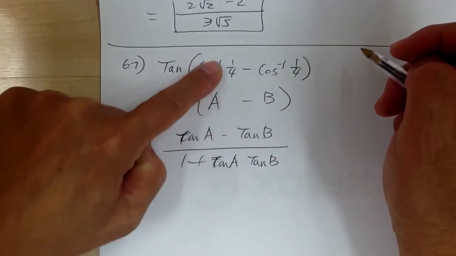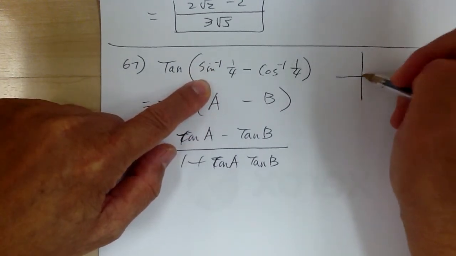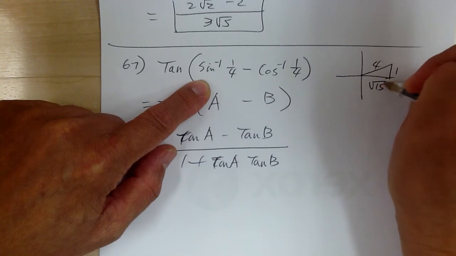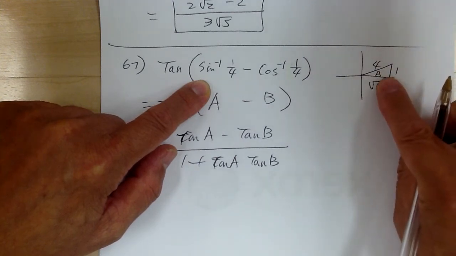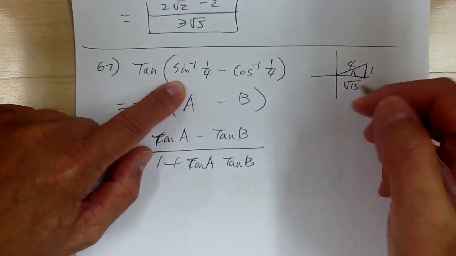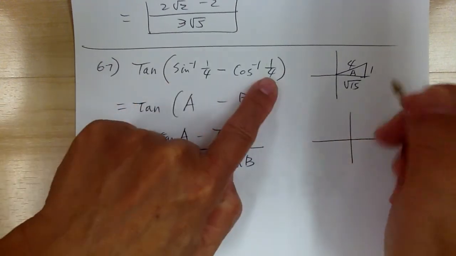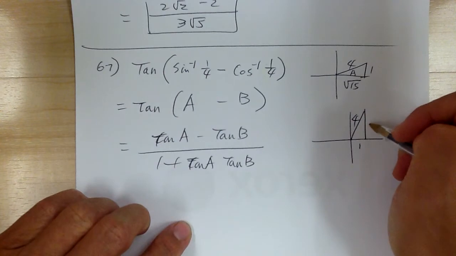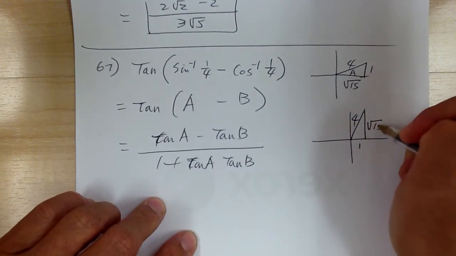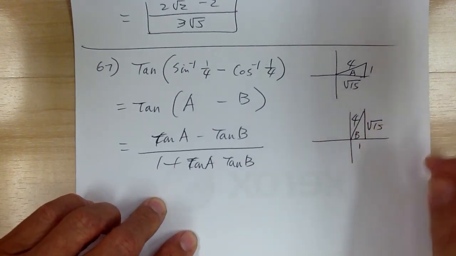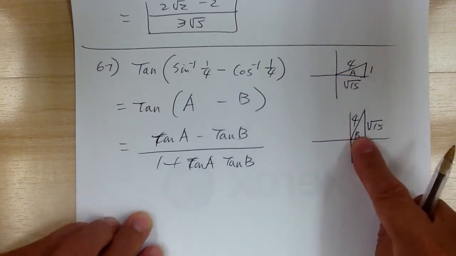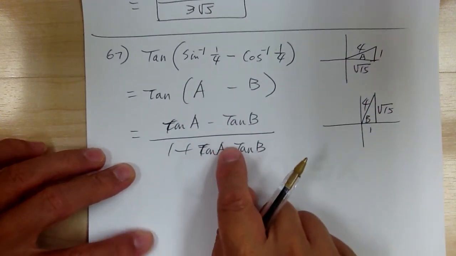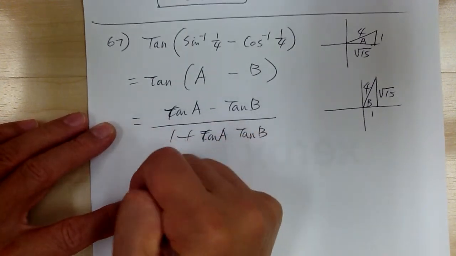So for the angle A, the angle A is 1 over 4. So this is square root of 15, and that's for the angle. Make sure you label your A and the B. So this is 1 over 4, and this will be square root of 15, and this is the B. Make sure you label your A and the B so you know which is angle A, which is angle B. That way when you substitute, you don't look at the wrong triangle.